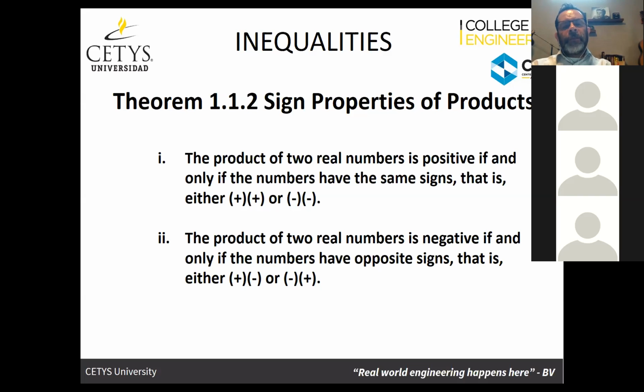Okay, so the product of 2 real numbers is going to be positive only if the numbers have the same signs. So positive times positive equals positive, and negative times negative equals positive also. And the product of 2 real numbers is negative if and only if the quantities have opposite signs. So that means that positive times negative is negative, and negative times positive is negative. Okay, that's basic math that we need to remember.